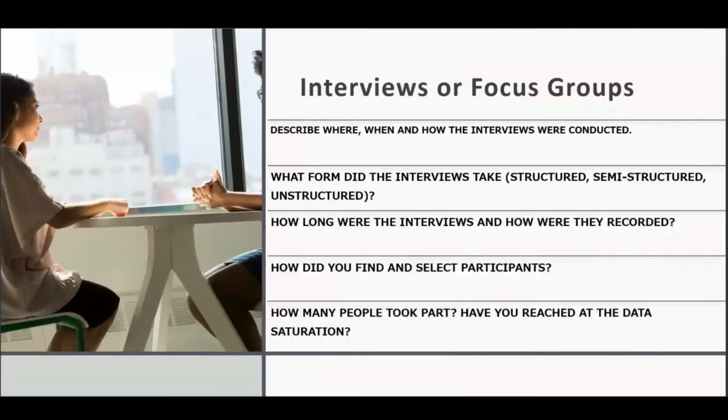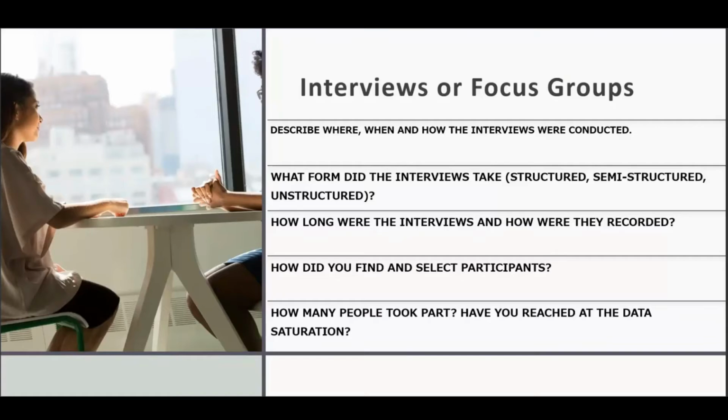If you are using interviews or focus groups for collecting the data, these are again key areas that, as a reviewer, we are looking for. Again, you need to describe where, when, and how the interview was conducted: geographical locations, the durations, the time, how long it was, and how the interview was conducted. Is it in person, using the phone, using Skype, using any multimedia to communicate with the respondents?